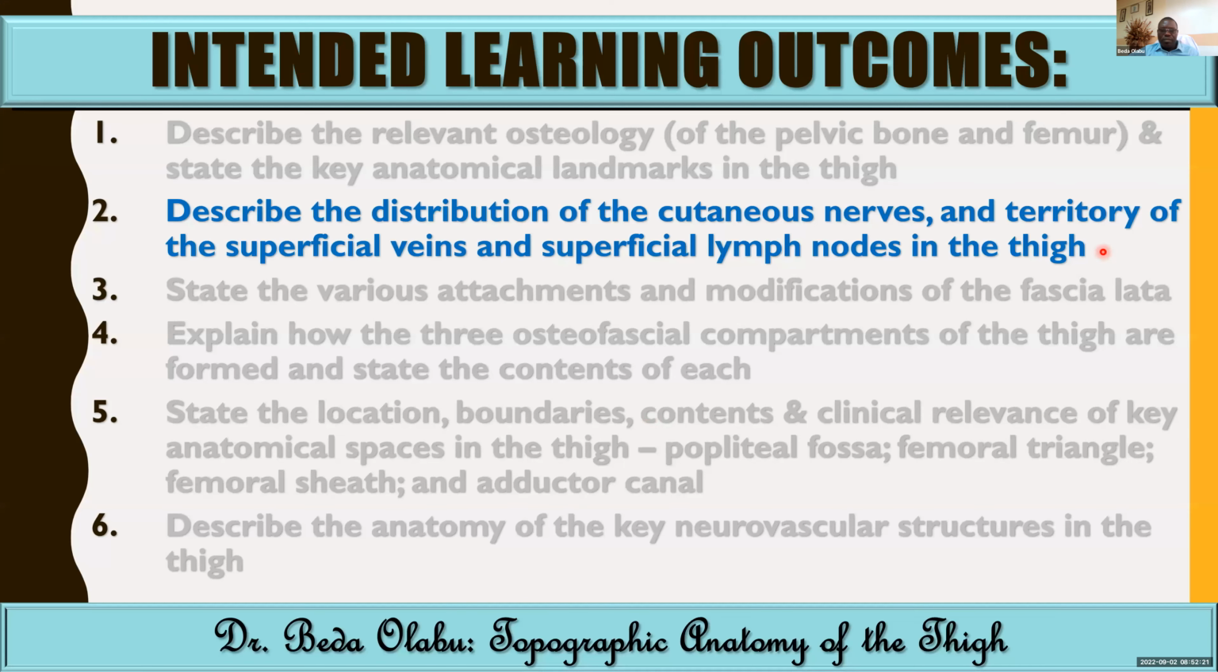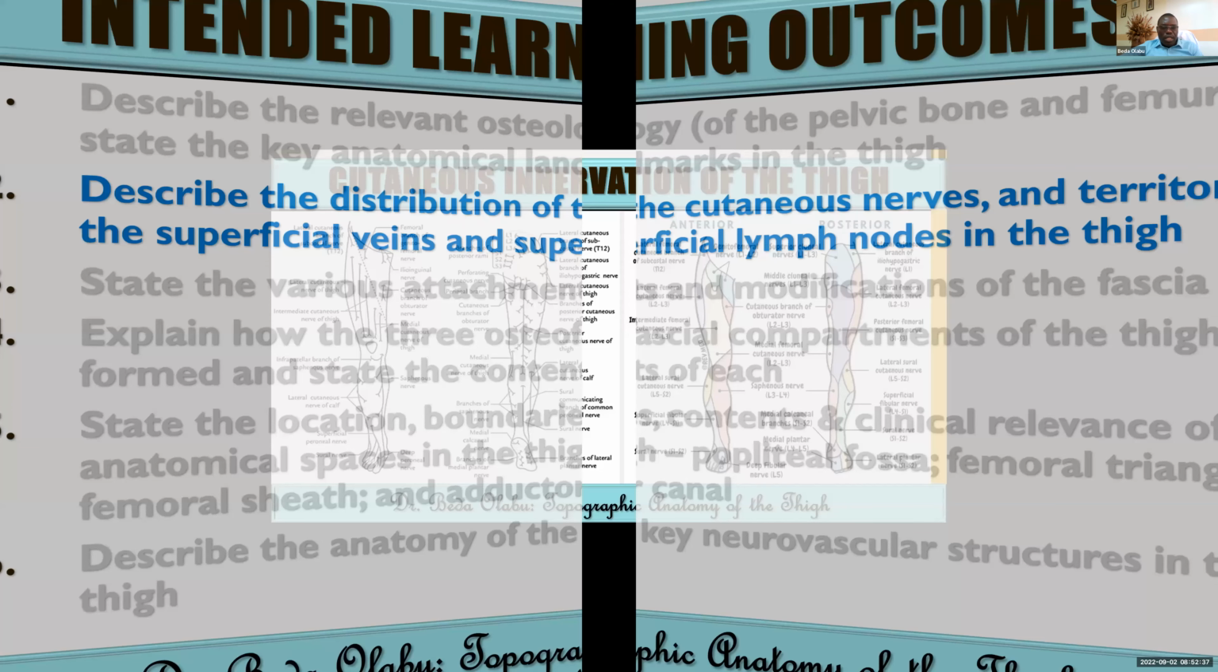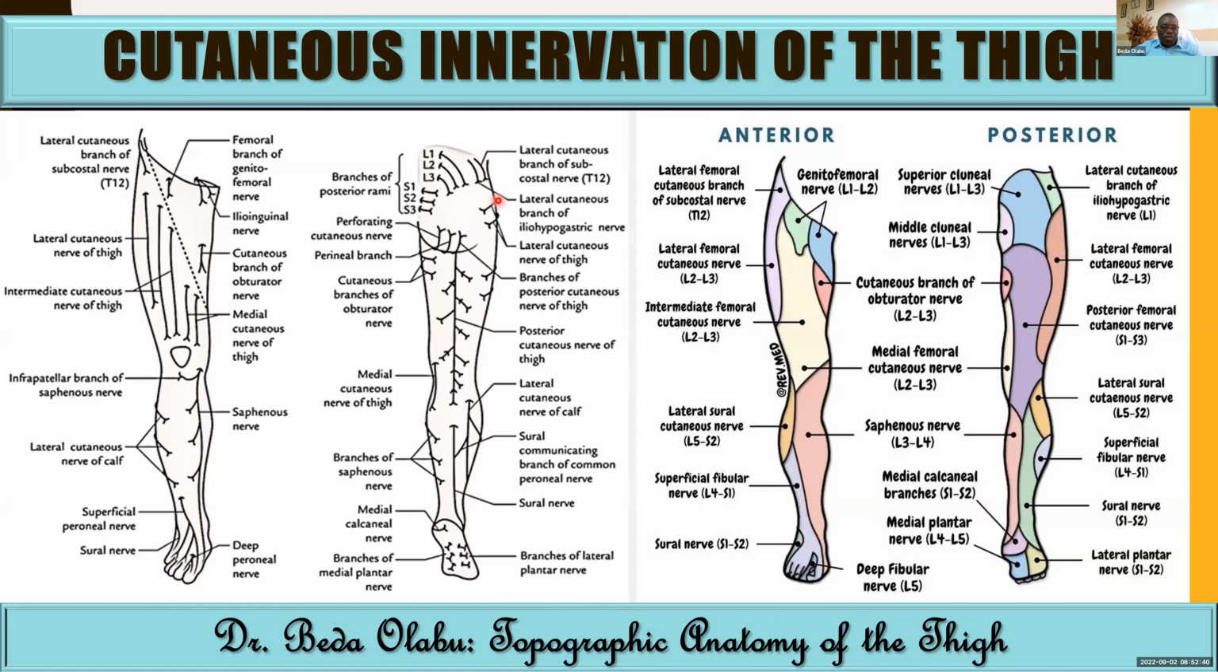Having looked at the osteology, we can now talk about the structures which are in the subcutaneous regions of the thigh. We'll focus on subcutaneous nerves, superficial veins, and superficial lymph nodes. We start with the superficial nerves, the cutaneous nerves. So there are a number of nerves that supply the thigh, indeed very many, but we can make it simple.